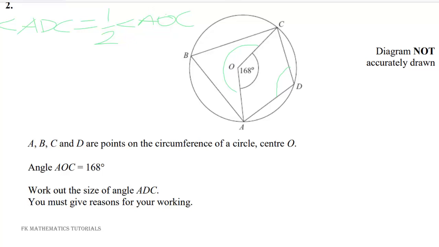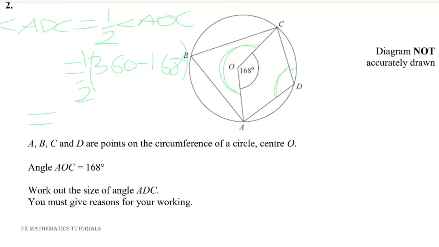So the reason is that the angle at the center is twice the one at the circumference, or the one at the circumference is half of the one at the center. That's the reason. So angle AOC is equal to 360 minus 168. So half of this will give us angle ADC.